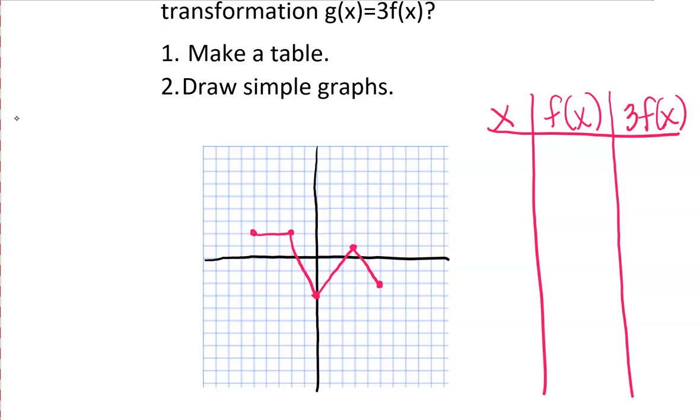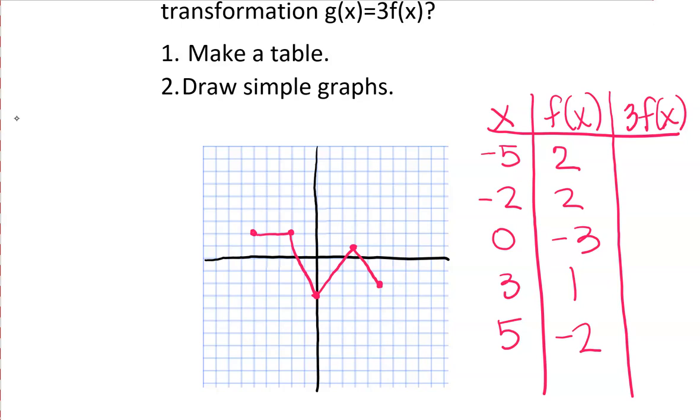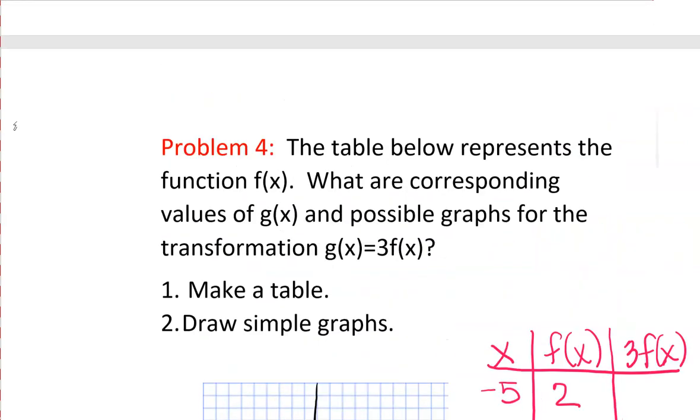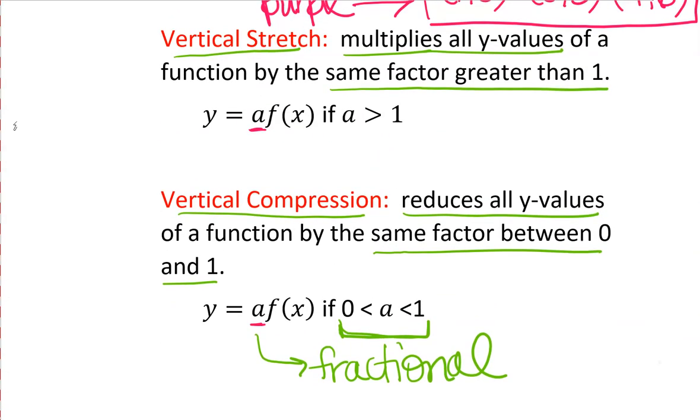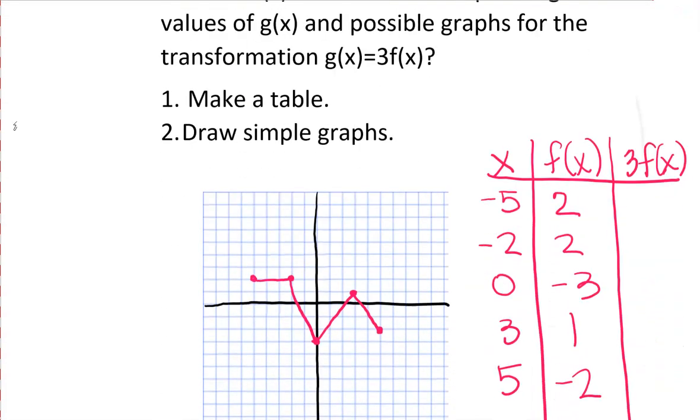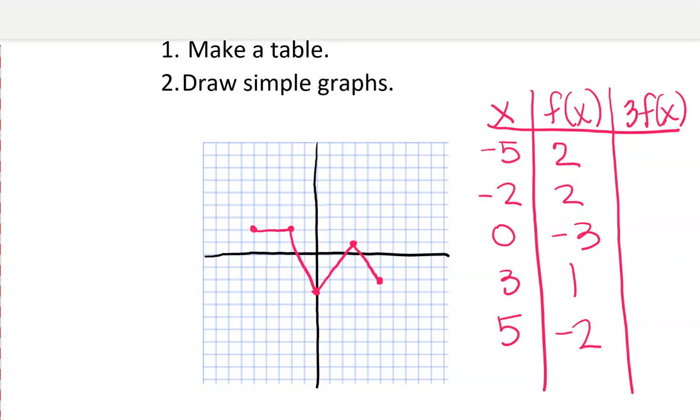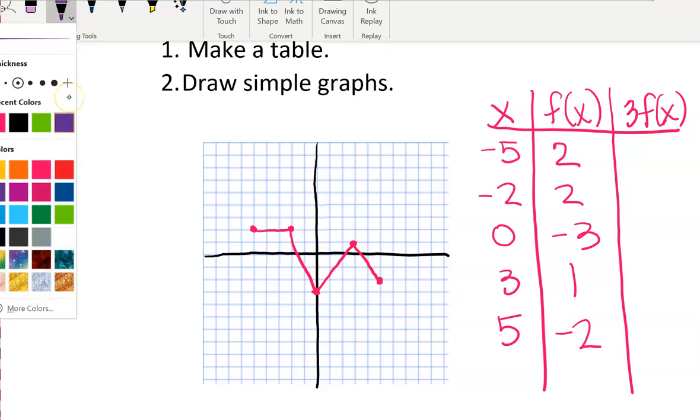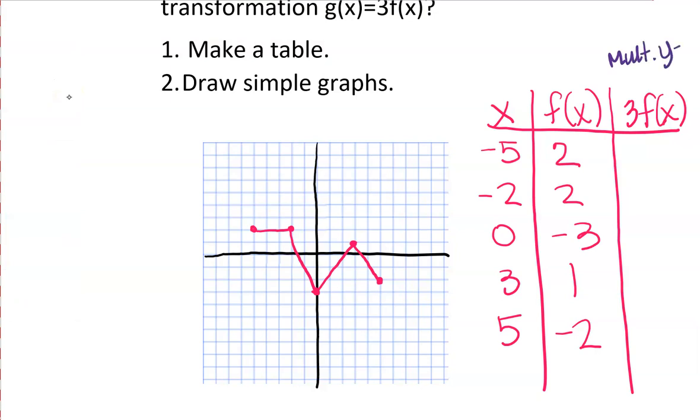So, -5, 2. -2, 2. 0, -3. 3, 1. And 5, -2. Okay, so if we're going to make this thing and stretch it, remember, if the number is bigger than 1, it stretches the y value. So we're going to multiply all the y values times 3. And that's what this 3 times the function means. So I'm going to change colors so you know that. Multiply y value times 3.